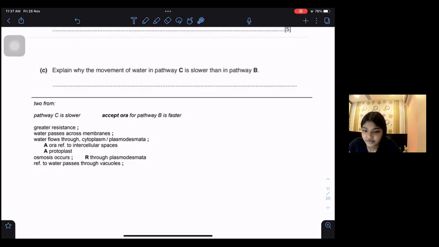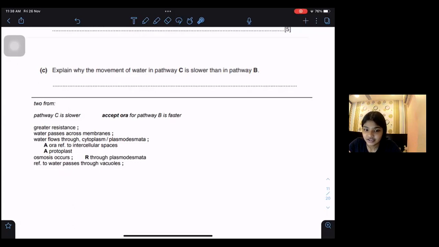So we can say that pathway B is much faster because in pathway C, there is much more resistance because it has to travel through the cytoplasm and through the plasmodesmata from one cell to another cell. So it's much slower compared to pathway B, which is the apoplast pathway, because diffusion through air spaces is much faster than diffusion across the plasmodesmata.